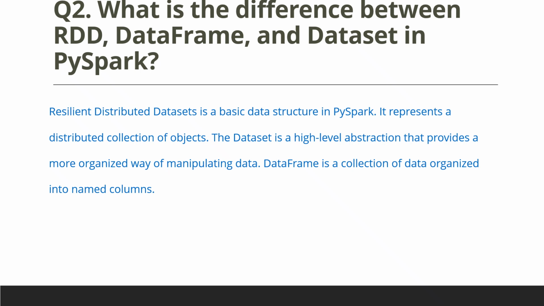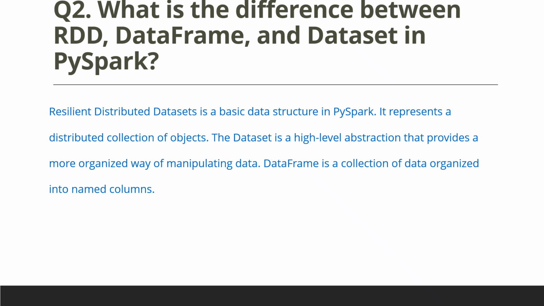Next will be: what is the difference between RDD, DataFrame and Datasets in PySpark? It can be answered: Resilient Distributed Datasets is a basic data structure in PySpark. It represents a distributed collection of objects. The Dataset is a high-level abstraction that provides a more organized way of manipulating data. And a DataFrame is a collection of data organized into named columns.